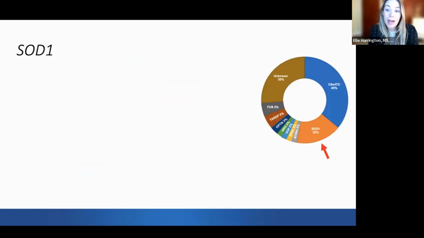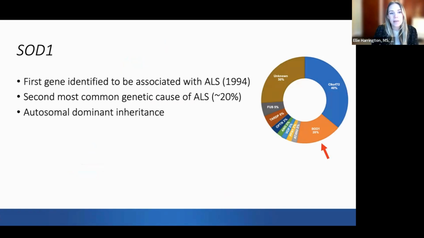The other gene that I'll highlight is SOD1. This gene was first identified to be associated with ALS in the 90s, as I mentioned. It's the second most common genetic cause of ALS. It's less likely associated with dementia. So if I see somebody with a family history of ALS and frontotemporal dementia, I'm thinking more C9 or one of those other genes that are associated with both, rather than SOD1, which is usually not strongly associated with FTD.